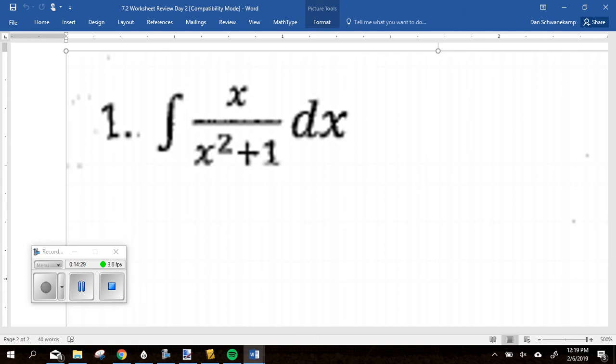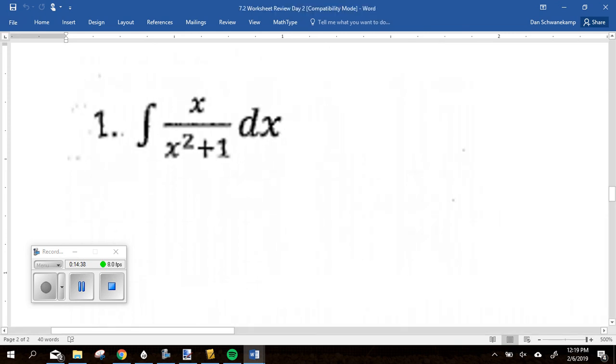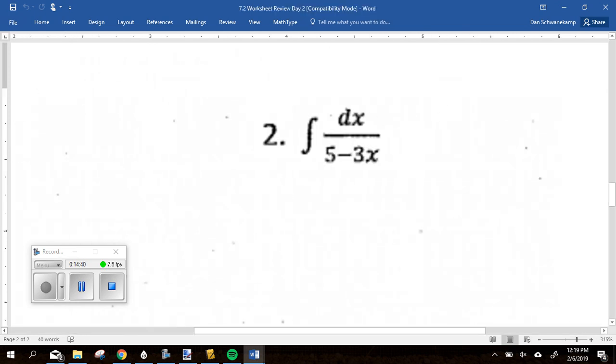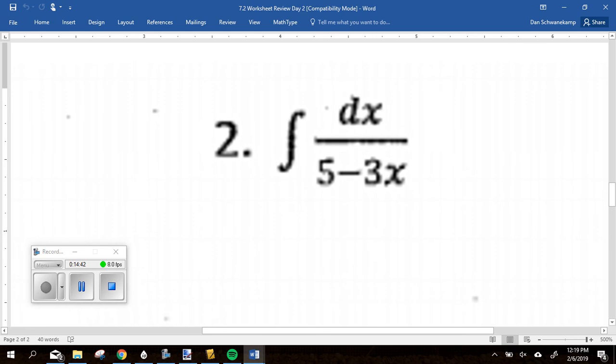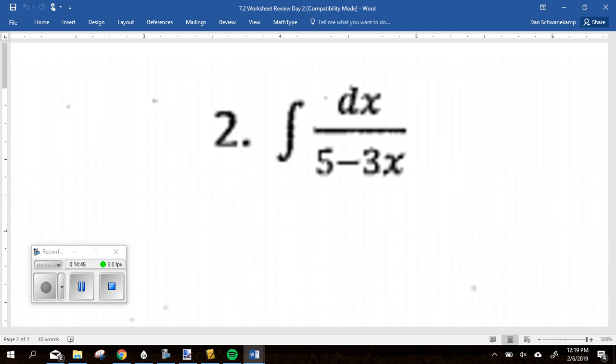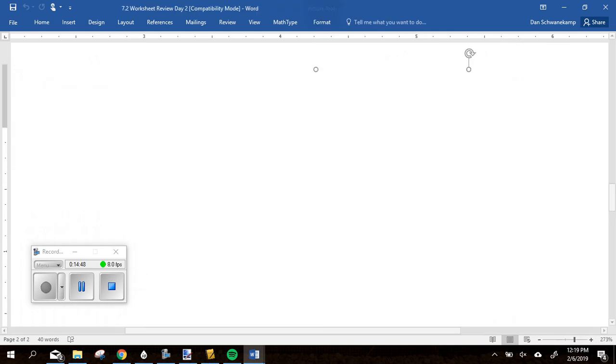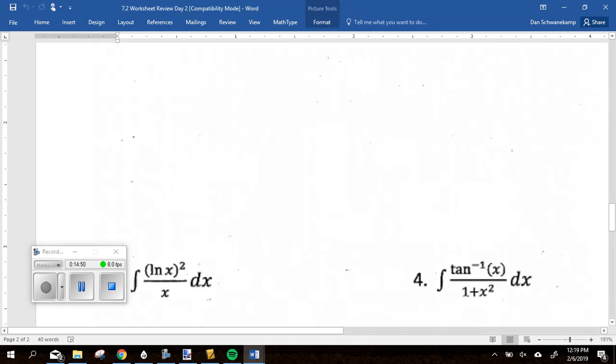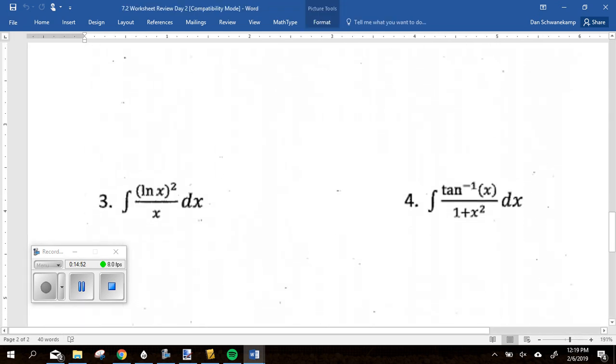When you have a plus, a constant, it's probably going to be part of your u because we don't want to deal with that very much here. That x squared plus 1, it's all going together because the derivative of x squared plus 1 is going to get me that x. What would the u be there? That whole bottom, 5 minus 3x. We did one similar to that the other day. Dx is on the top.